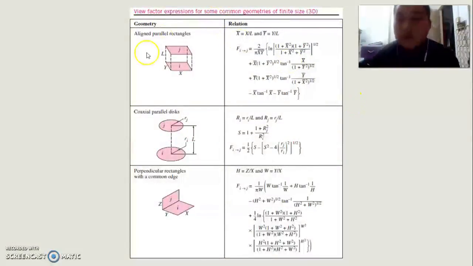Finally, this is the view factor expression for some common geometries of finite size. The first one is a line parallel to a rectangle. Coaxial shells, parallel discs, and perpendicular rectangles with a common edge.